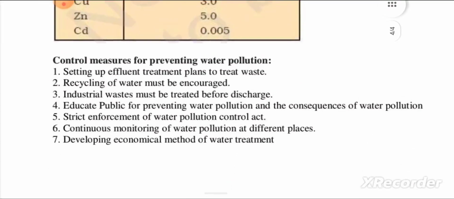Control measures for preventing water pollution. Setting up effluent treatment plants to treat waste. Recycling of water must be encouraged. Industrial wastes must be treated before discharge. Educate the public about preventing water pollution and the consequences of water pollution. Strict enforcement of the Water Pollution Control Act. Continuous monitoring of water pollution at different places. Developing economical methods of water treatment.